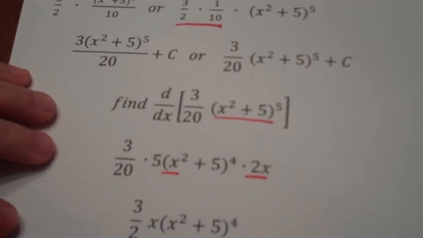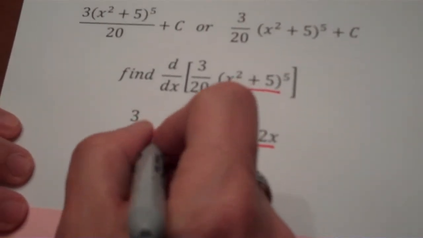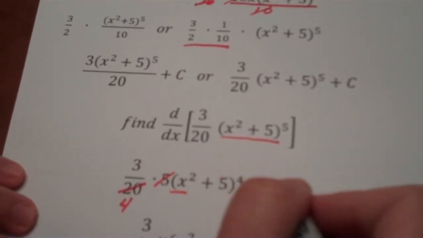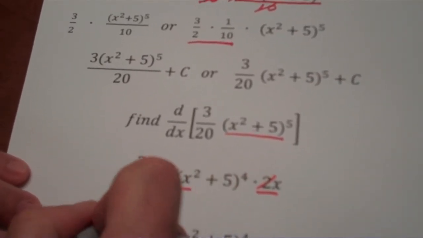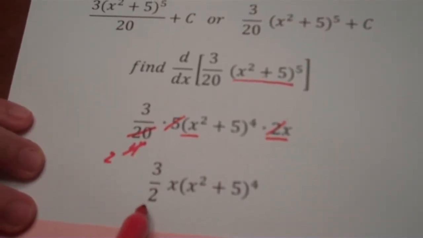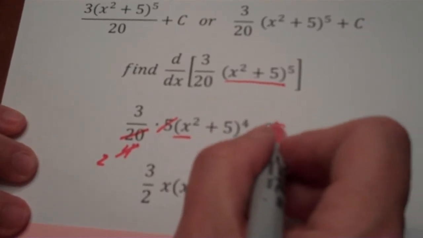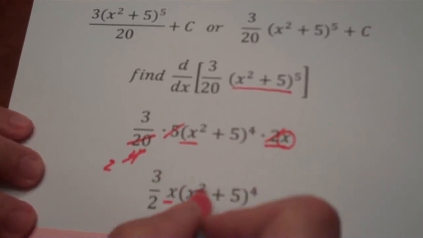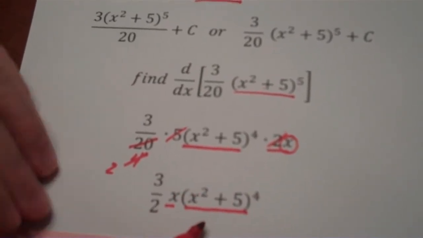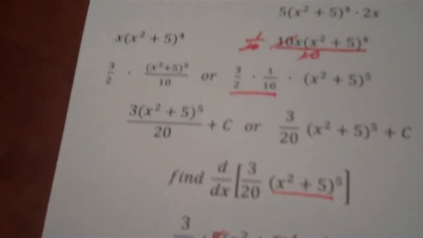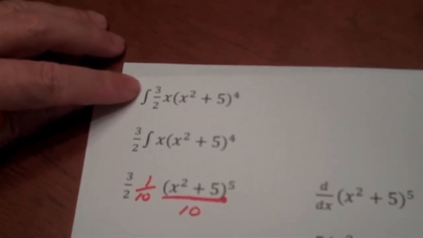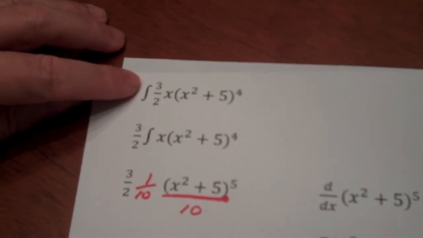Now, let's go ahead and play some cancellation games here. This 5 would cancel with my 20 and leave a 4. My 2 would cancel with the 4 and leave me with a 2. So quite frankly, what I have now is 3 over 2, or 3/2, times my x times my quantity to the 4th power, which of course matches with the very initial problem that I was given in the very beginning. So I now know that that is indeed the correct answer.